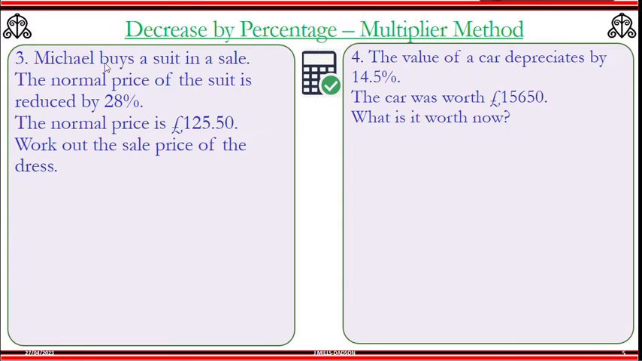So here, Michael buys a suit in a sale. The normal price of the suit is reduced by 28%. The normal price is £125.50. Work out the sale price of the suit.